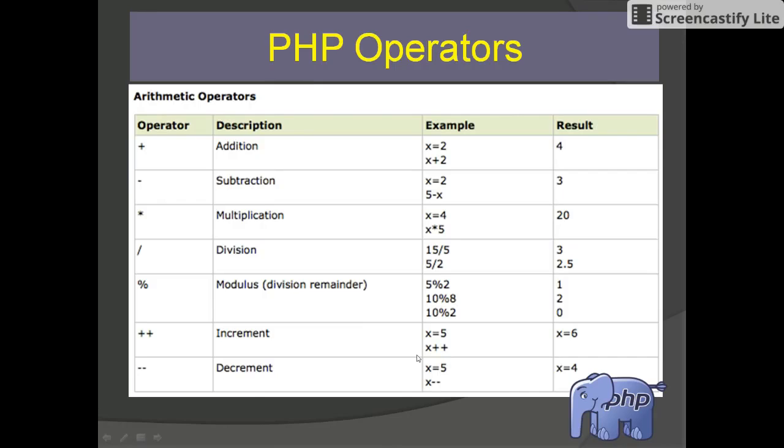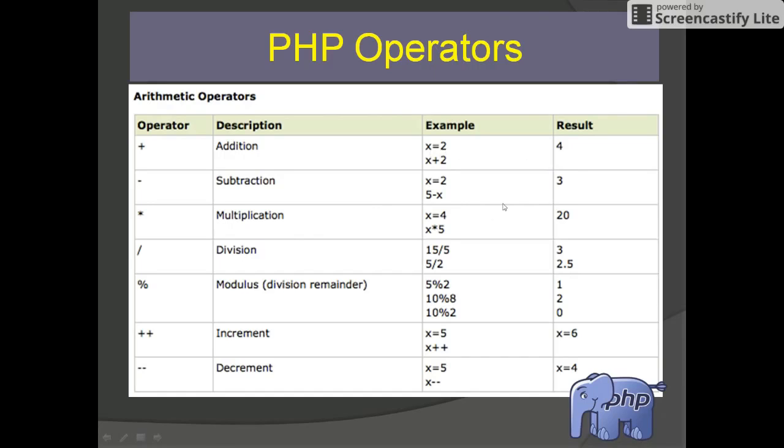Before the variable means increment first, then print the value, and afterwards means print the value, then increment it. It is not a very difficult thing.